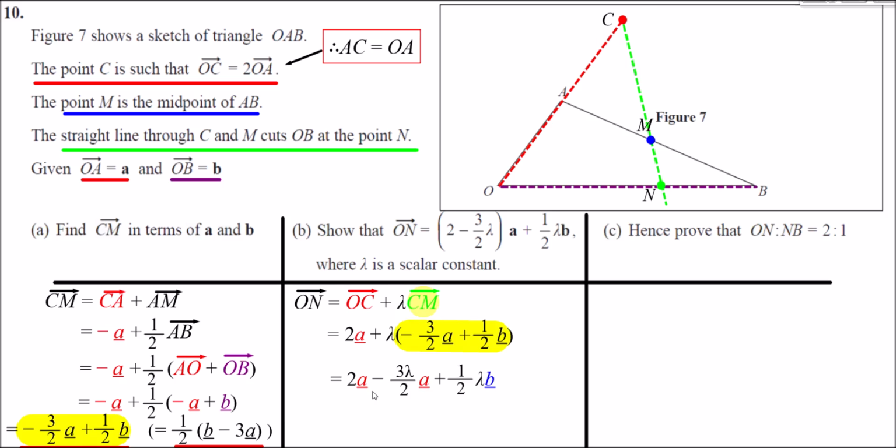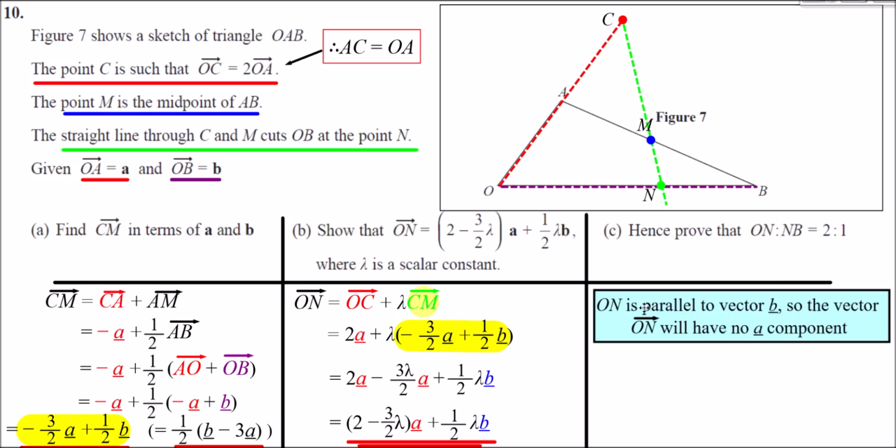For coefficients of A, you can see I've got 2 minus 3 lambda over 2, which is what I want, and then for the B, just half a lambda. So we've got what we need, just write it in the correct form, and we've got what we needed to show. Part C, we're going to use part B to prove that this point N splits OB in the ratio 2 parts to 1 part.